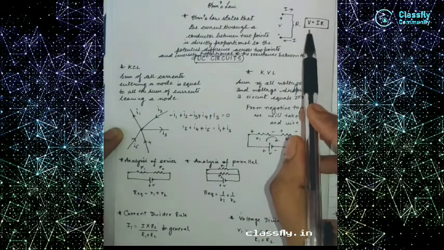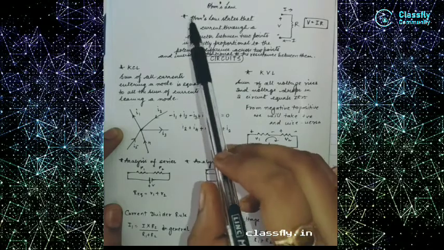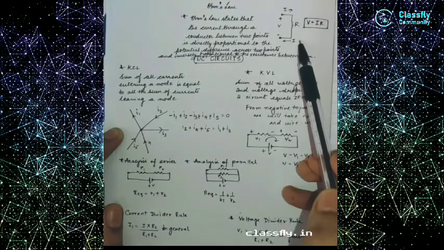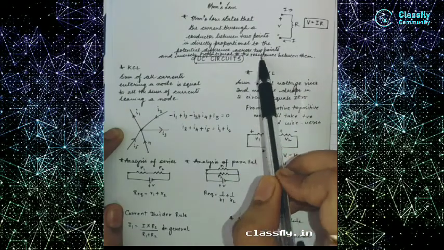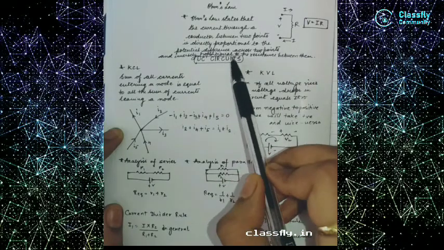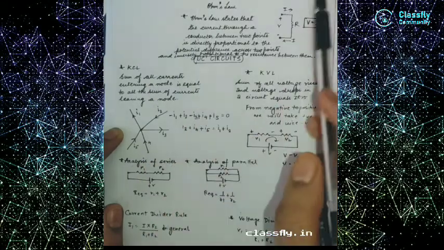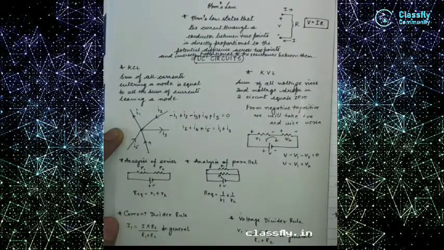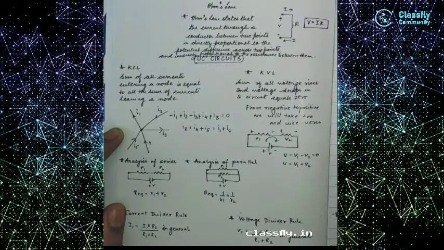Okay, so it is the relationship V equal to IR, or in a sentence, Ohm's law states that the current through a conductor between 2 points is directly proportional to the potential difference across the 2 points and inversely proportional to the resistance between them. So Ohm's law will have a current flow between 2 points and a potential difference or voltage between the 2 points, and it will be inversely proportional to the resistance between them.